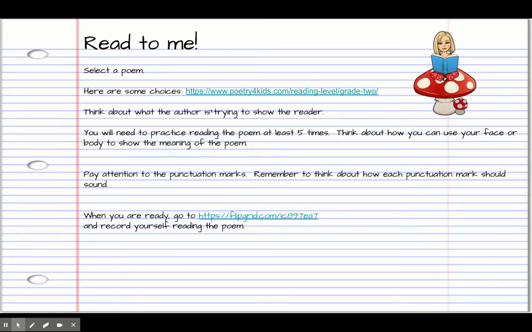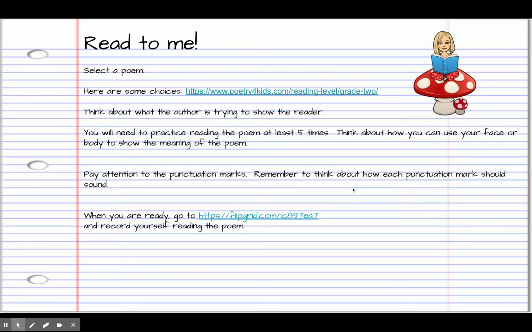I want you to think about what the author is trying to show the reader in the poem. I also want you to think about how many times you might need to practice reading the poem. I think you will need to practice reading the poem at least 5 times. Think about how you can use your face or body to show the meaning of the poem. And that's what's going to change your voice. Your voice, your read aloud expression voice is what we're looking for here.